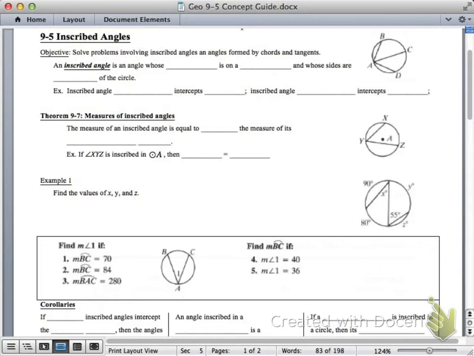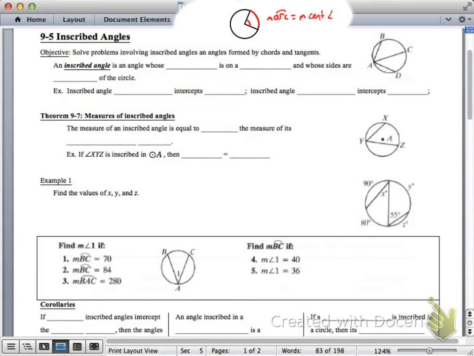So far, in our last section, we learned an important part of circles and angles. We learned about central angles. We learned that the central angle, which means it's an angle whose vertex is at the center, is equal to the measure of the arc, and vice versa, that those arcs and those angles go together. In this section, we're going to talk about inscribed angles.